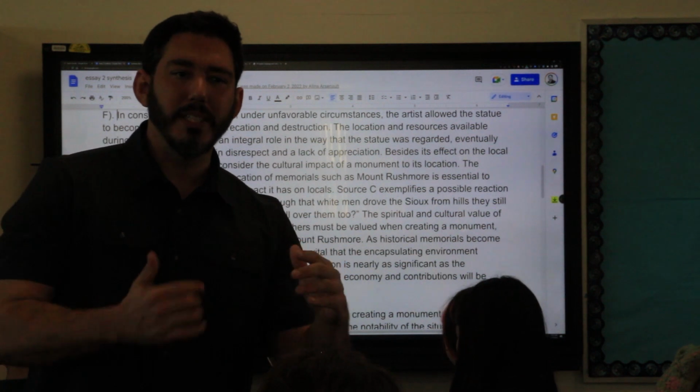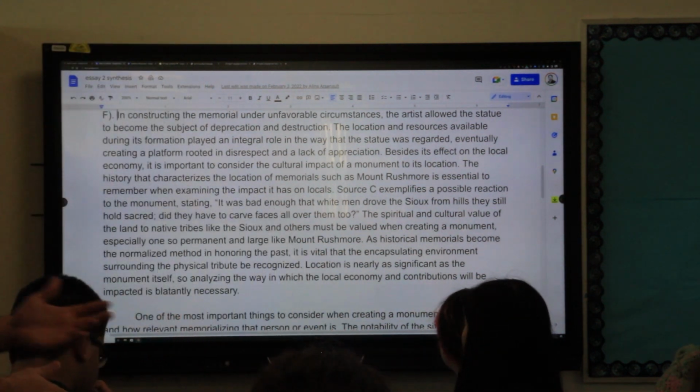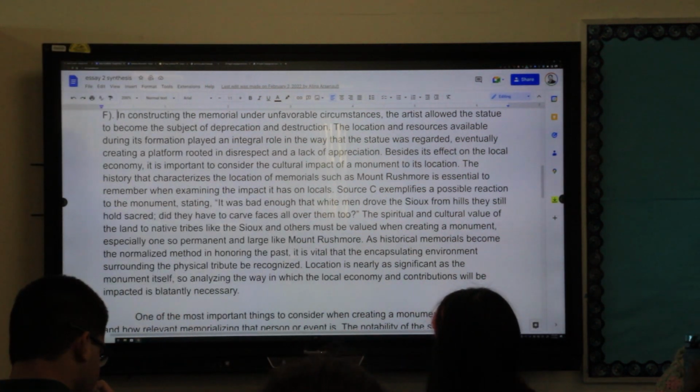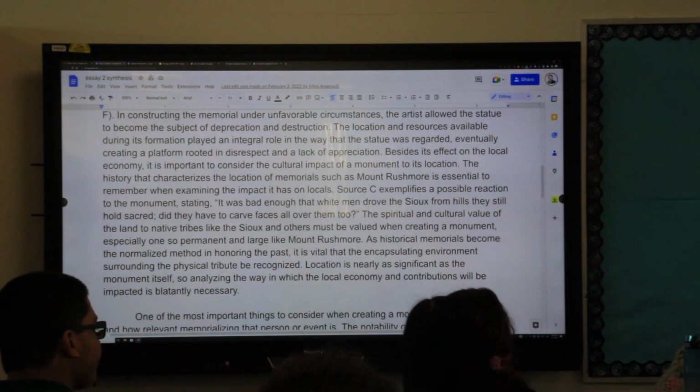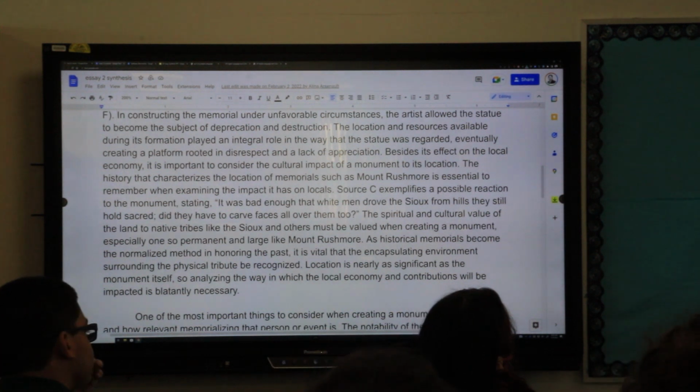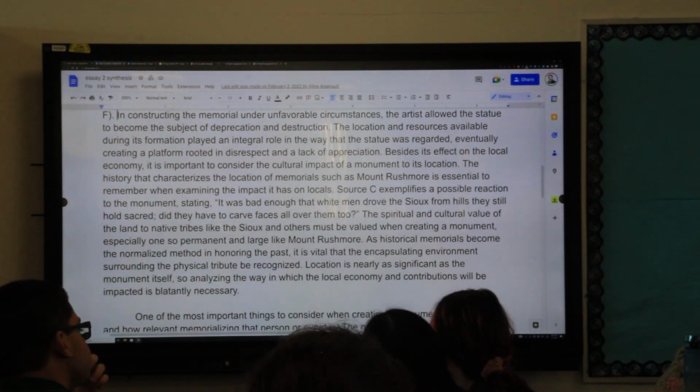She begins to end in the previous sentence, in the penultimate sentence. Go ahead. "As historical memorials become the normalized method in honoring the past, it is vital that the encapsulating environment surrounding the physical tribute be recognized. Location is nearly as significant as the monument itself, so analyzing the way in which local economy and contributions will be impacted is blatantly necessary."